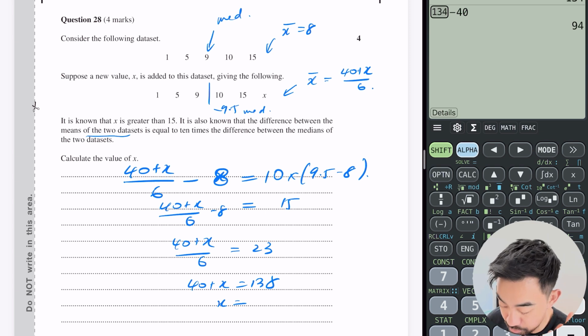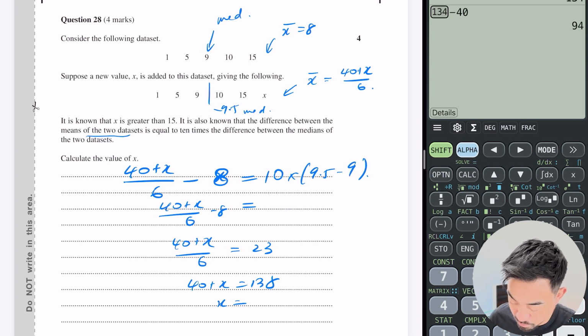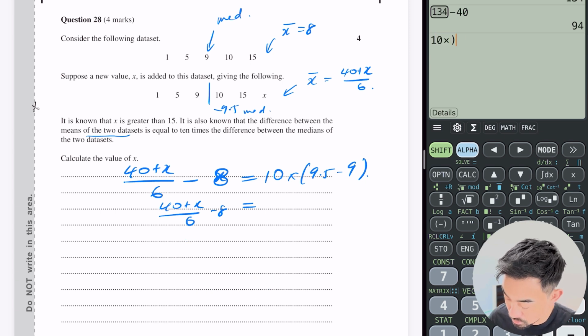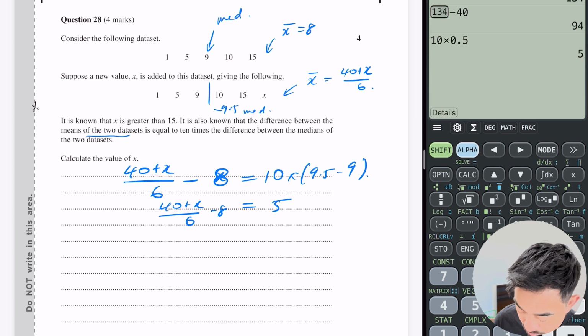Oh, I made a mistake. The median is not 8. The median is 9, okay? So this is the wrong number here. Let me just backtrack. So 10 times 0.5, that should be what it is. So that's 5. Now let me repeat.